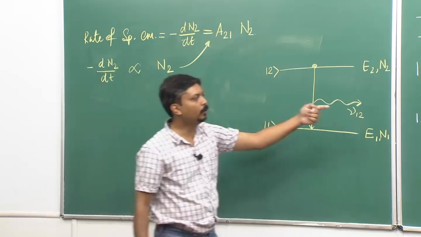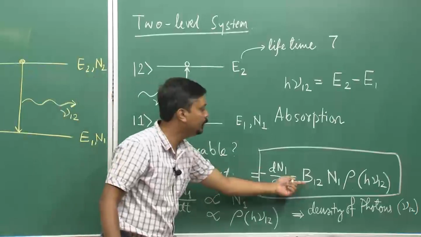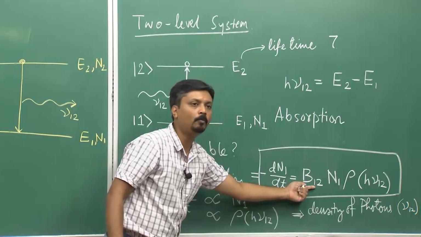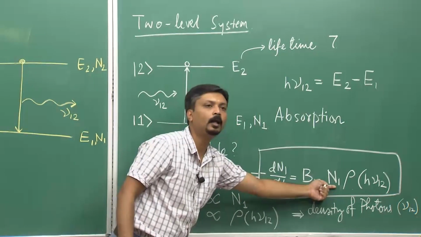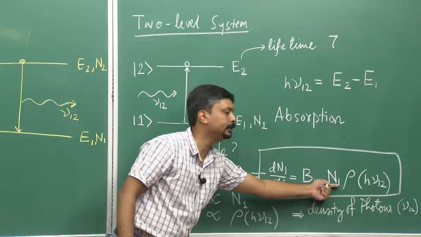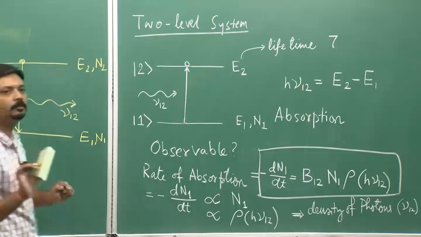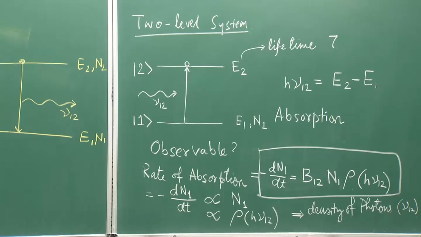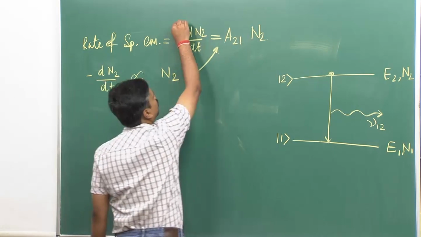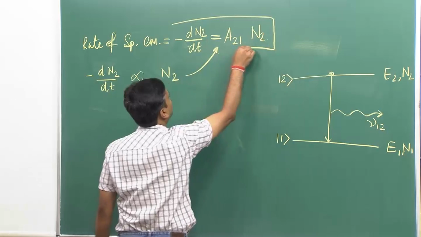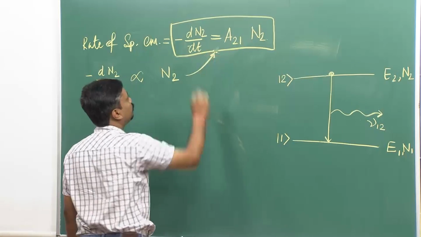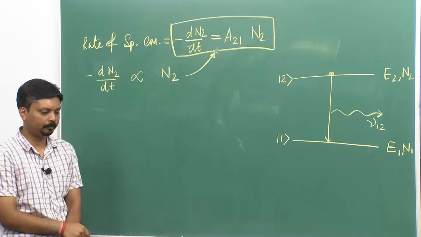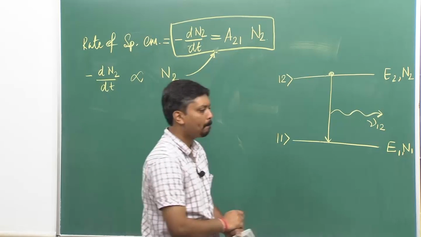On the other hand, if you look at the absorption process, you will see this is from 1 to 2 and it is also associated with the number of atoms in the state 1. So, it is very easy to figure out. Okay. So, I have got my rate of spontaneous emission.